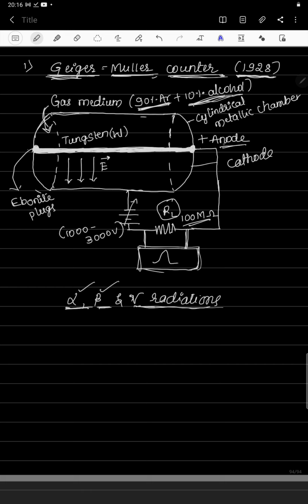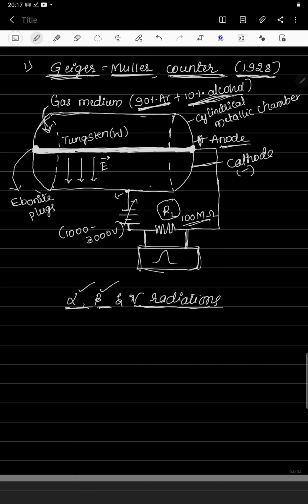This tungsten wire serves as the anode, which is positive. This anode is connected to the positive terminal of a high tension battery. And the cylindrical metallic chamber serves as the cathode, which is negatively charged, and this is connected to the negative terminal of the high tension battery.